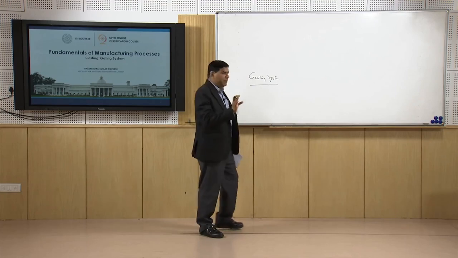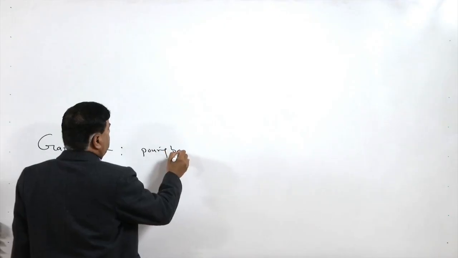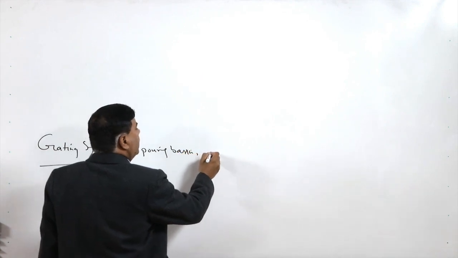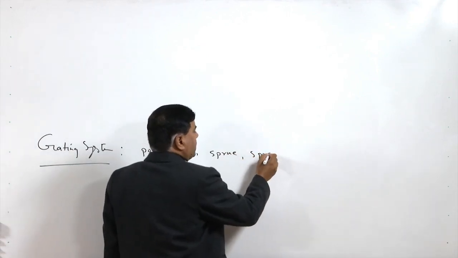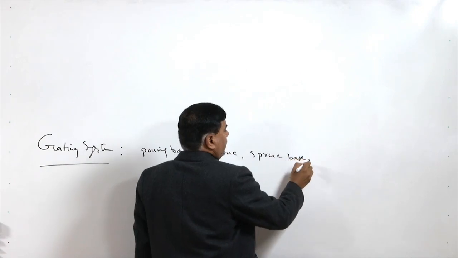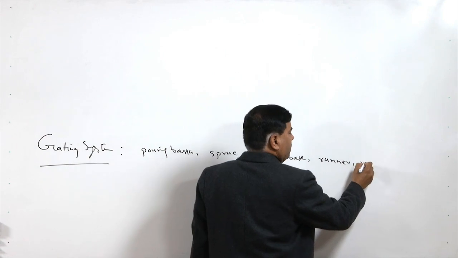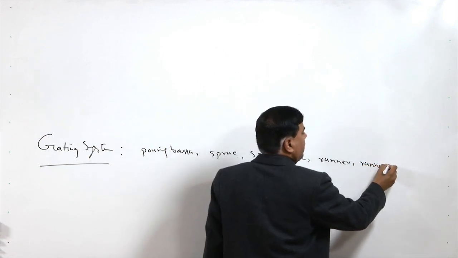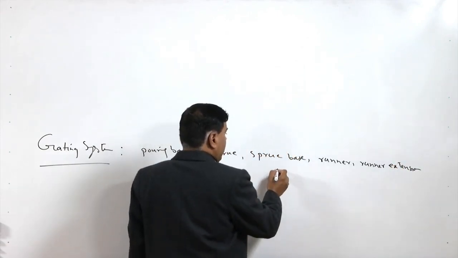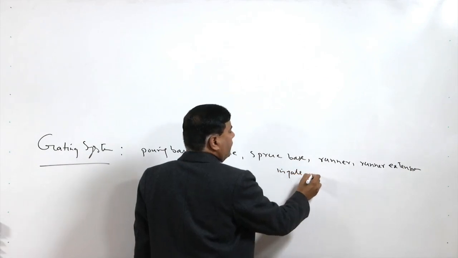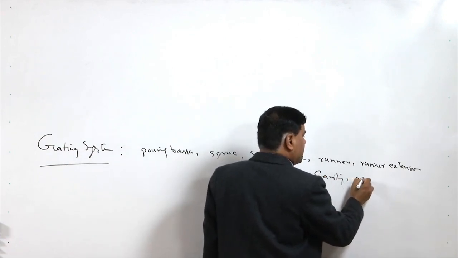Gating system comprises a number of elements or parts, which include the pouring basin, then the sprue, then the sprue base, then the runner, and then sometimes a runner extension is also there, and then the ingate. After the ingate we have the cavity or the mold, and then the riser.